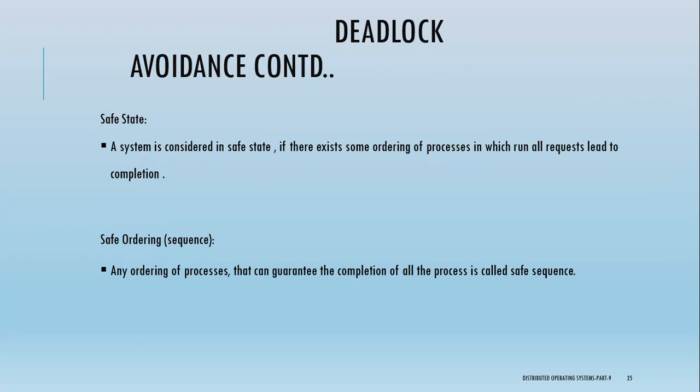Safe state: a system is considered in a safe state if there exists some ordering of processes in which running them all leads every request to completion. Safe sequence: any ordering of processes that can guarantee the completion of all the processes is called a safe sequence.